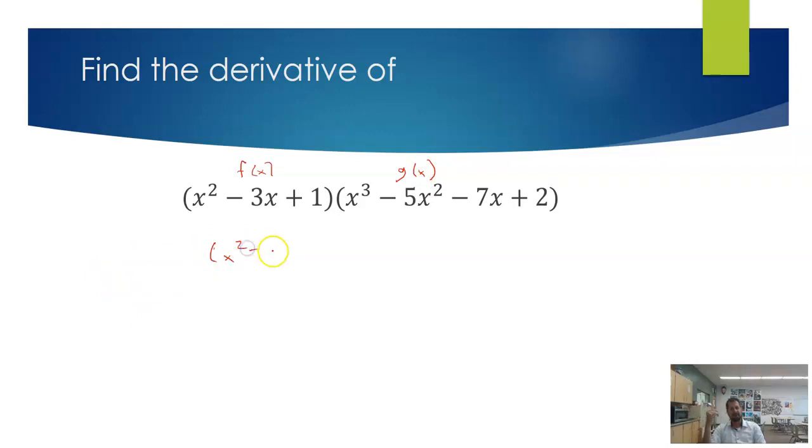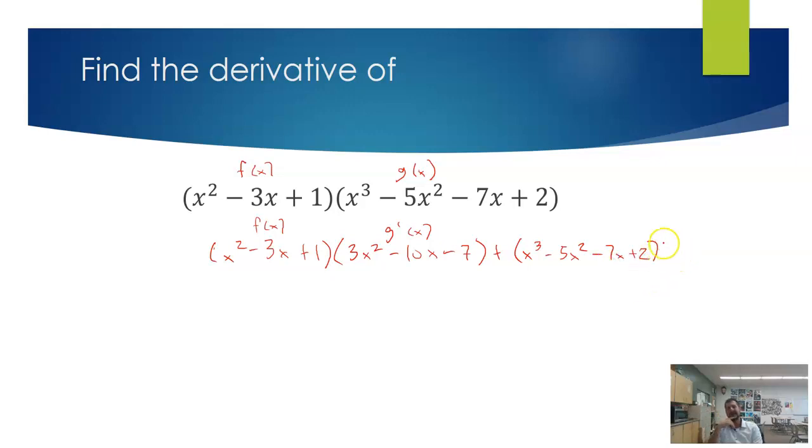So I just write down f of x, which in this case is x squared plus 3x plus 1. Then I multiply that by the derivative of g of x, which in this case is 3x squared minus 10x minus 7. And hopefully you can see that that's what the derivative is. I did that a little more quickly than I have in the last couple of examples. So this, again, is f of x. What I have here is g prime of x. Plus the second function, we've identified that as g of x, so I've got x to the third minus 5x squared minus 7x plus 2.